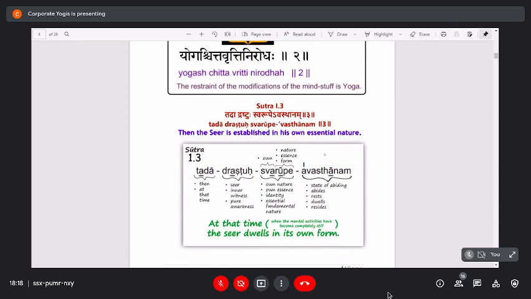He said that tada drashtuhu sarupe avasthanam. Then the seer, meaning the sadhak or the person who is doing the sadhana, gets established in his own essential nature. Over a period of time, due to various conditions, our mind gets modified and diverted. So many factors come into the picture. So we lose our own nature, and a different nature comes up. So yoga helps us establish ourselves in our own form.